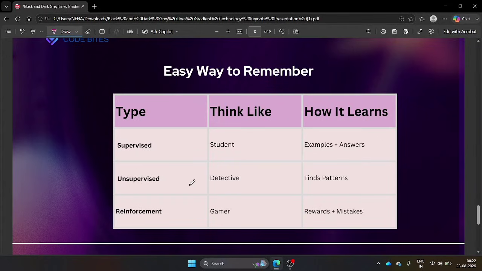Unsupervised learning is like nobody gives the answer, they just give the inputs. Imagine a detective who looks at the evidence and finds the pattern by himself. That is unsupervised learning. Next is reinforcement learning. Imagine a gamer who tries different actions, learns from the rewards and learns from the mistakes. That is reinforcement learning.